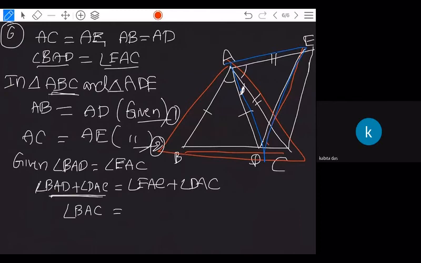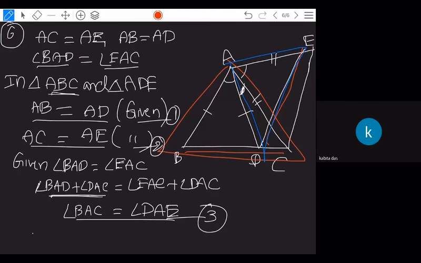Angle DAE. So this is the third one. See here, these two sides are equal. This side is equal. This side, angle. So you can write here by SAS from 1 to 3. From 1 to 3 by SAS criteria.